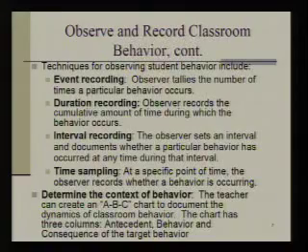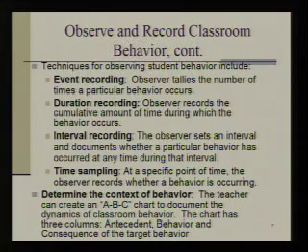Interval recording is another way that we look at this same sort of thing, but rather than counting every time it occurred, we just count whether or not it occurred. So you may check at a time during the interval and see if he's on task or off task. You lose data that way, but you don't spend so much time recording.